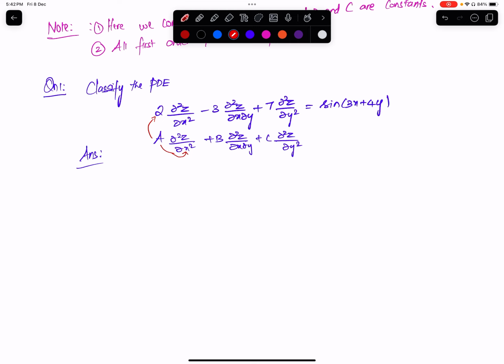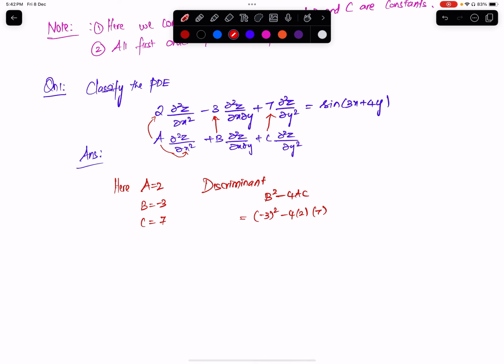So what is A? Here A is equal to 2. And what is B? B equal to minus 3. And C is equal to 7. So you have to find the value of the discriminant, B square minus 4AC. B square is minus 3 whole square, minus 4 times A, that is 2, and C, that is 7. So this is equal to 9 minus 8 multiplied by 7, that is 56.